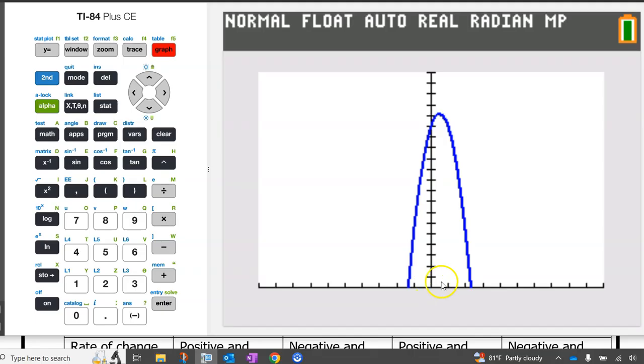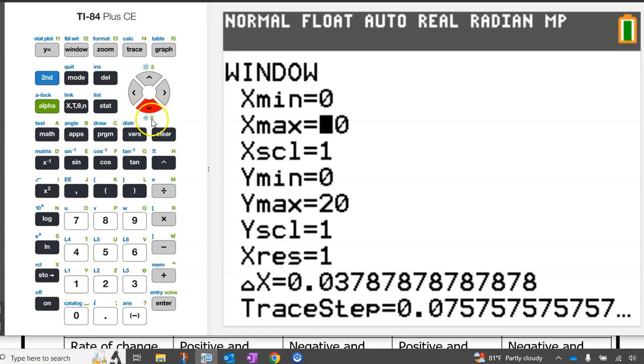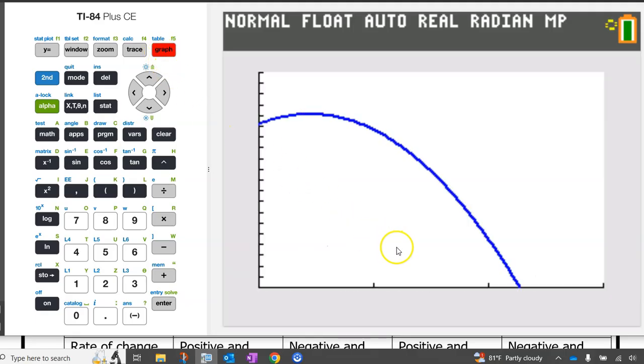Let's change the x values of the window. We are starting from 0, so x min doesn't have to go into the negative numbers, so we will let x min be 0. And we see that we're hitting the ground somewhere between 2 and 3 seconds. So let's let x max be 3 seconds. So hit the window, x min will be 0, x max will be 3. And hit graph again, and now that is a perfect picture.